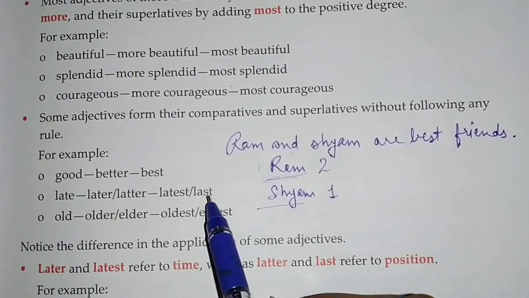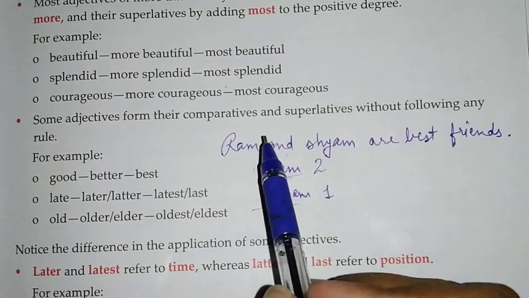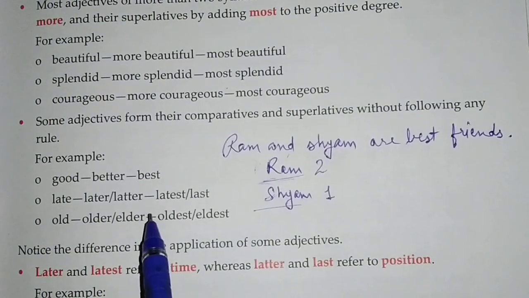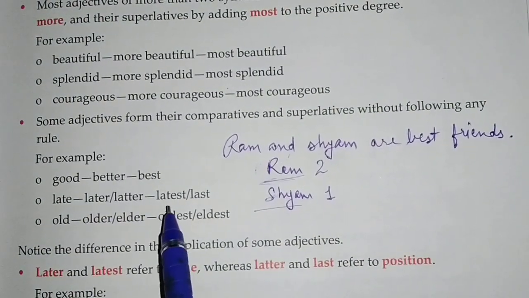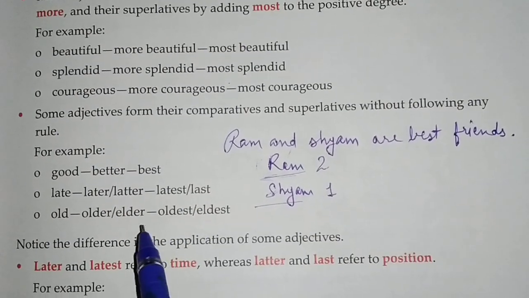Last also we use for position. For example, the boy sitting on the last bench. Now last bench is the position of the bench. So later and latest, these two words refer to time, while latter and last refer to position.